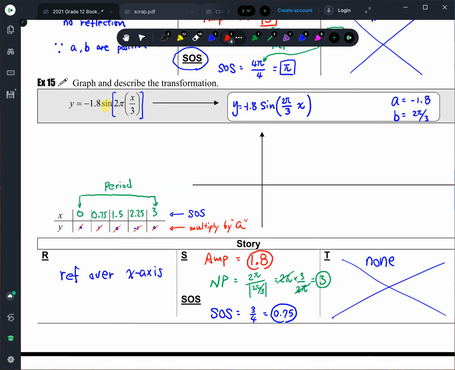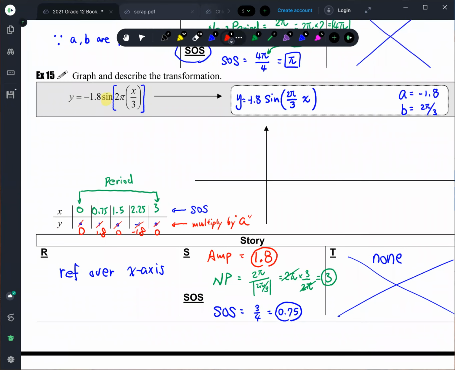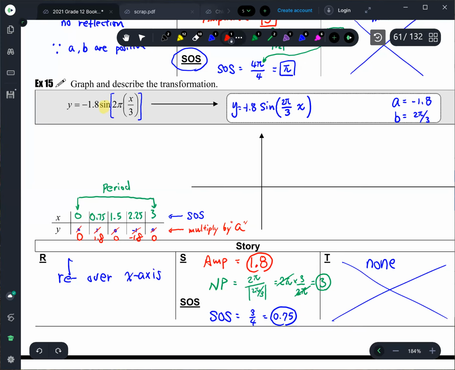All right, so Susan, what are your y values now? 0, 1.8, 0, -1.8, and 0. Okay, the rule is to multiply by a, right? Yeah, Susan. Okay, what's the value for a in this question? -1.8. So you should multiply by -1.8.